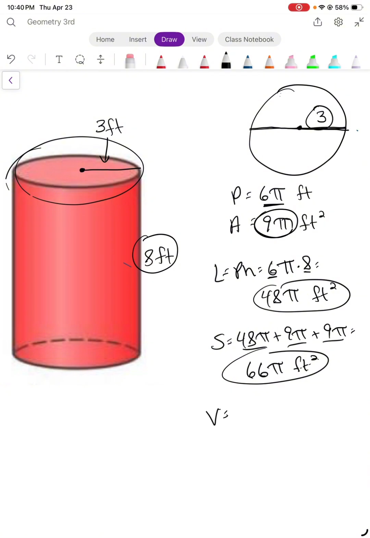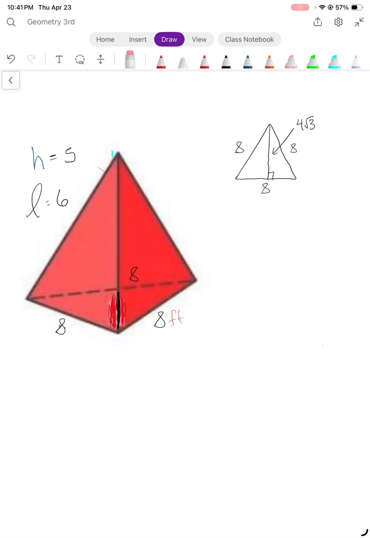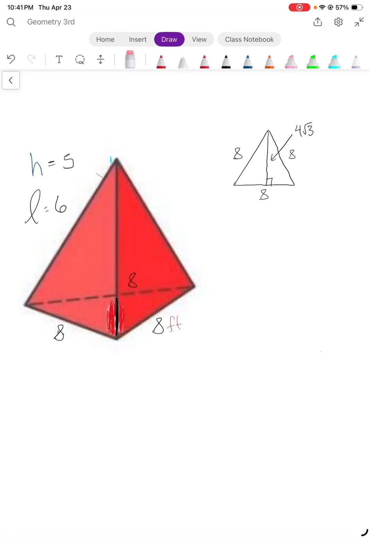To find volume, again, we're stacking areas. The area of the top and bottom is 9 pi. And now we simply have to ask, how high do I have to stack it? The height of the shape is 8 feet. So therefore, multiply what you can. That's 72. Leave the pi alone. And that's going to be in cubic feet. There's the volume. Okay, next up, let's actually do one of our pointed shapes.